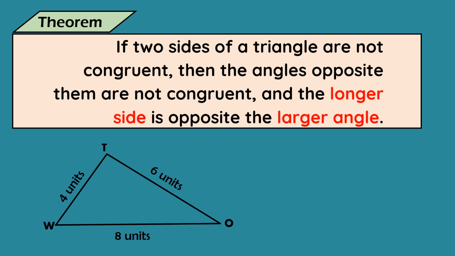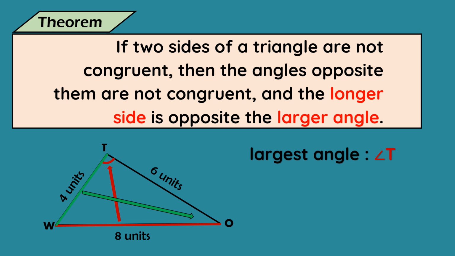Based on the figure, the longest side is segment WO and the shortest side is segment WT. In the theorem, the longer side is opposite the larger angle, or in other words, the longest side is opposite the largest angle. Therefore, we have angle T as the largest angle since that is the opposite of the longest side, which is segment WO. Since angle O also is the opposite angle of the shortest side, which is segment WT, then we can say that the smallest angle is angle O.